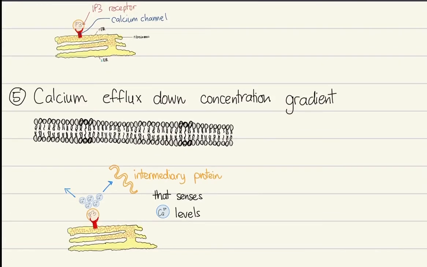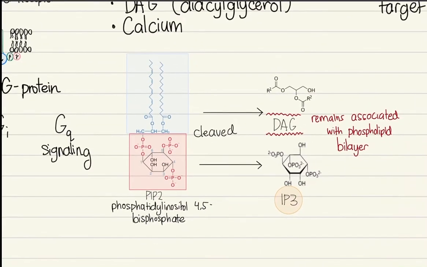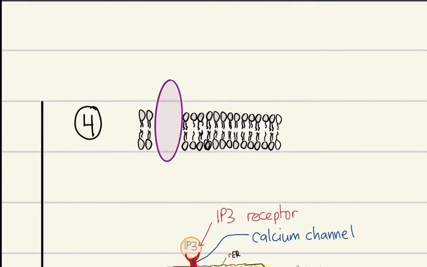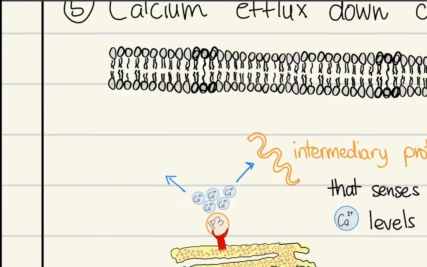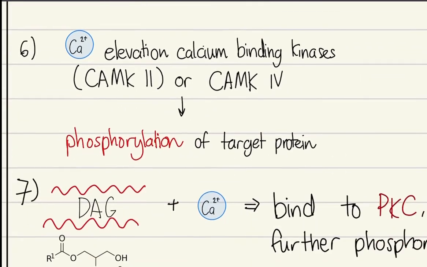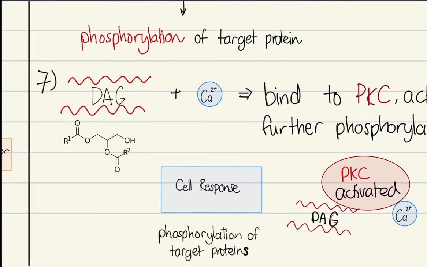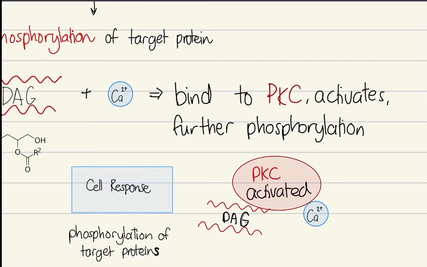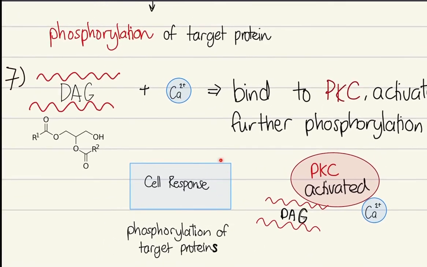But this is not the end. Remember, we talked about that there are two things that are cleaved out of PIP2. It was the IP3 that we talked about right now, and the DAG. DAG is still sitting inside the phospholipid bilayer. And what eventually happens is, with the influx of calcium inside the matrix, the DAG and the calcium will bind to the PKC. This is another kinase, and this kinase is involved with regulating other proteins. And once this happens, there's going to be further phosphorylation. So the cell response is now completed. This is the end of it.